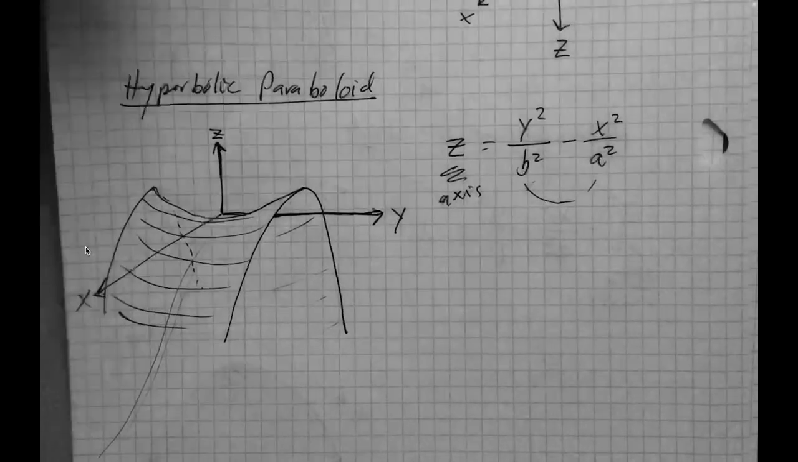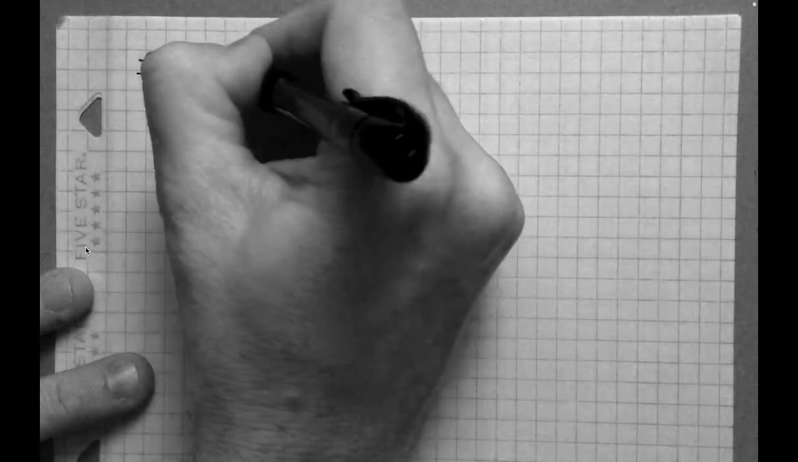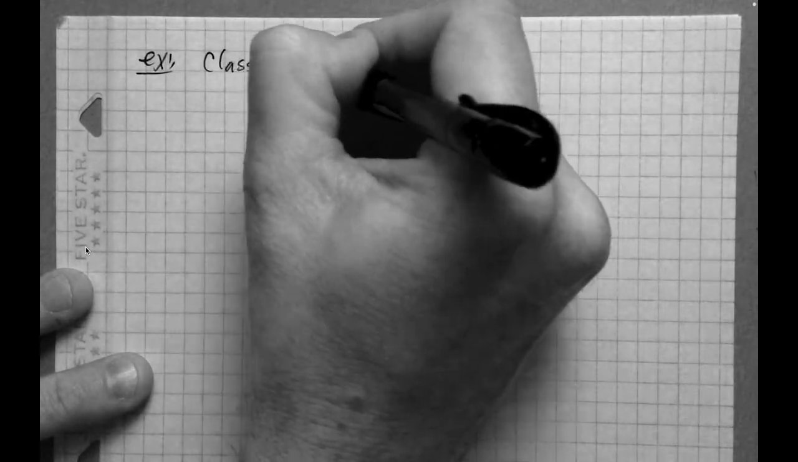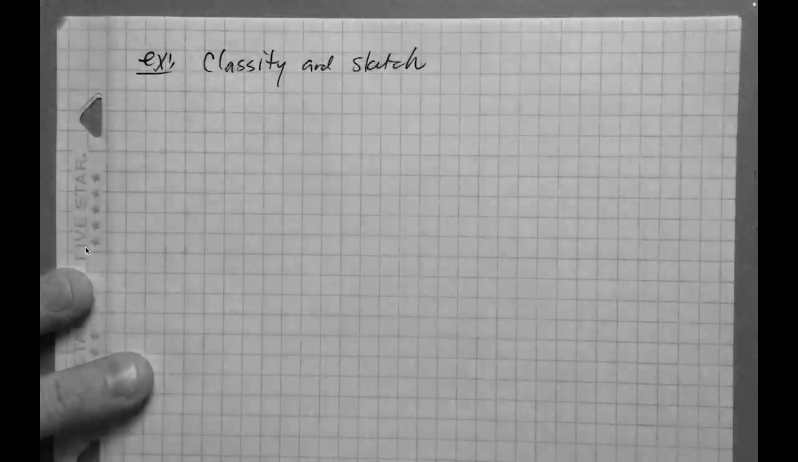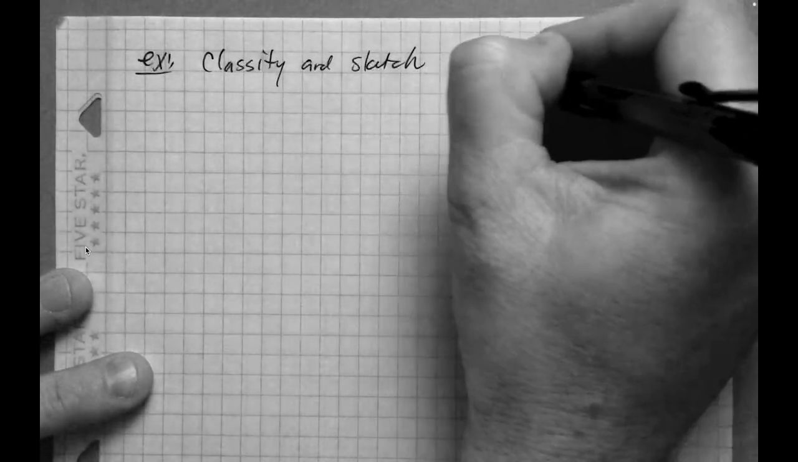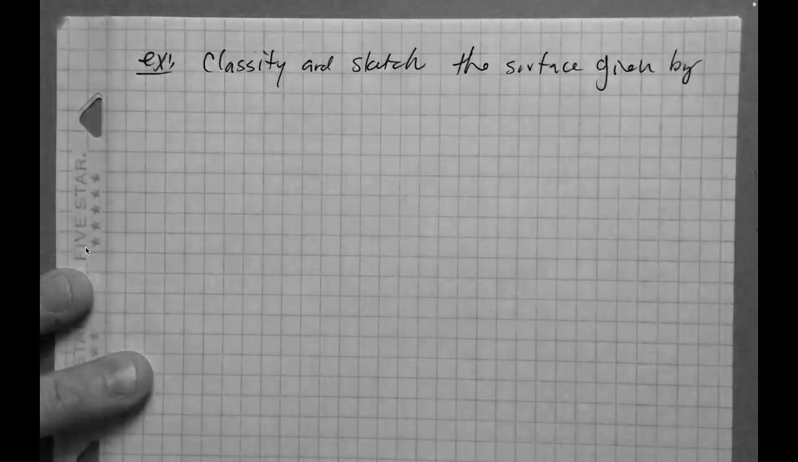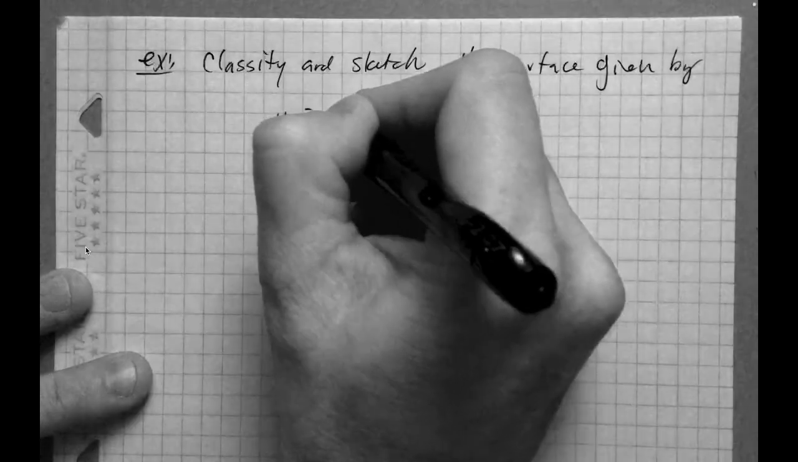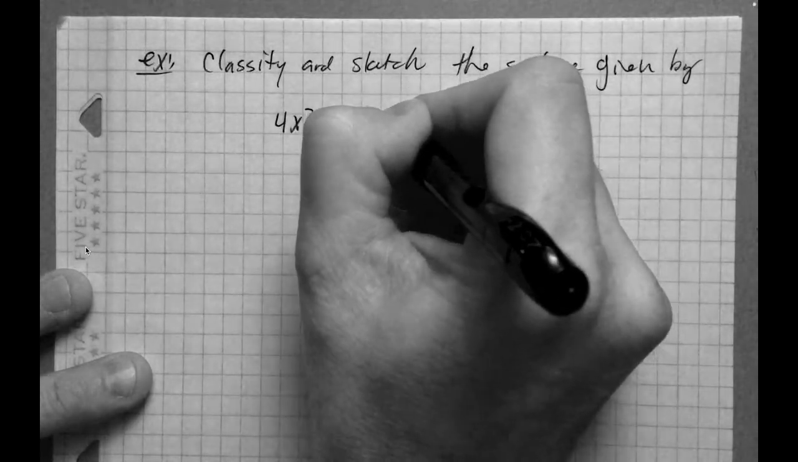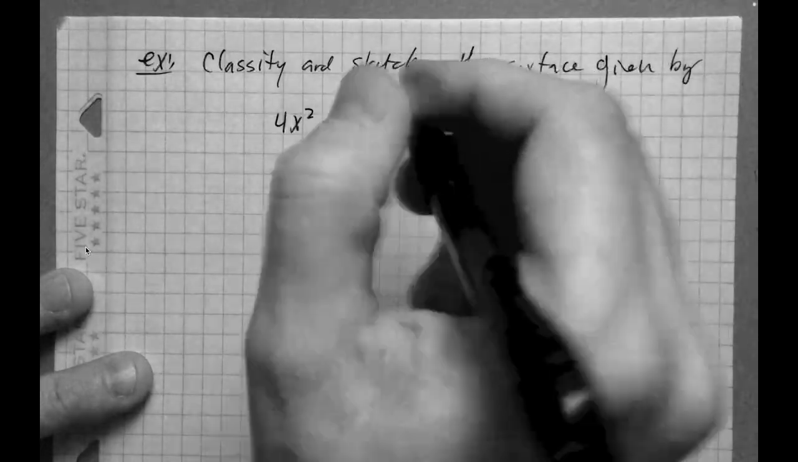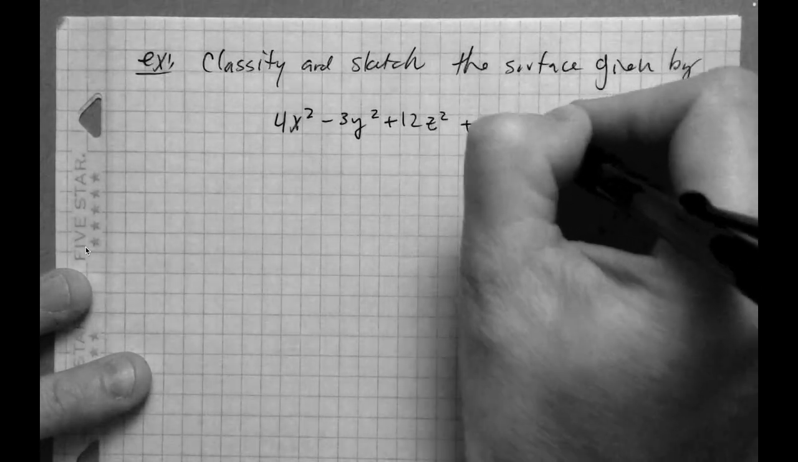I'm trying to figure out, given an equation, what sort of quartic surface we're looking at, and then try to sketch it. Okay, so let's try an example here. So we want to classify and sketch the surface given by 4x squared minus 3y squared plus 12z squared plus 12 equals 0.